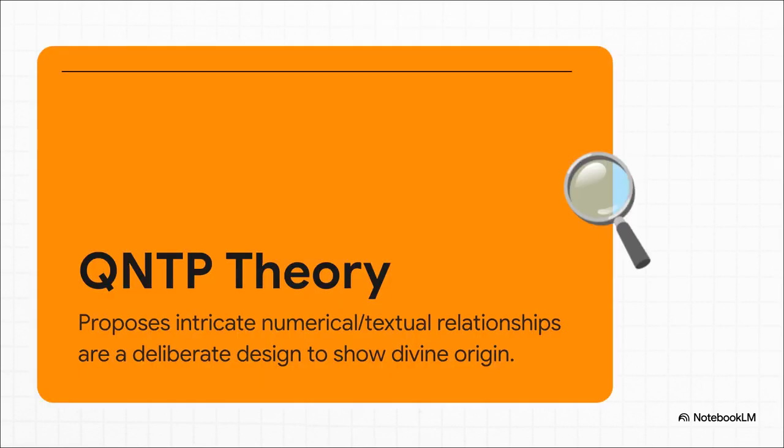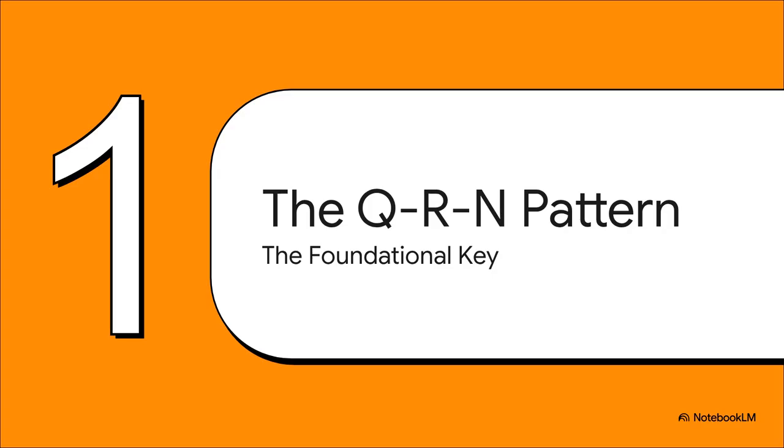Now, there's actually a name for this whole field of study. It's called the Quranic Numerical and Textual Pattern Theory, or QNTP for short. And the core idea here is that these connections you might find aren't just random coincidences. No, the theory proposes they're part of a deliberate system designed to link key ideas and prove the text's divine authorship. So, if you were going to look for a code like this, where would you even start?